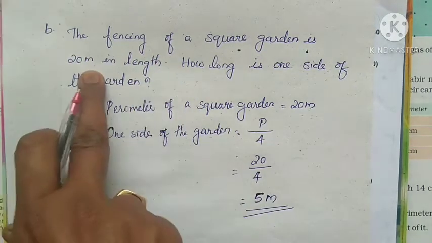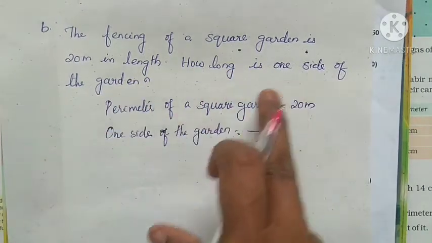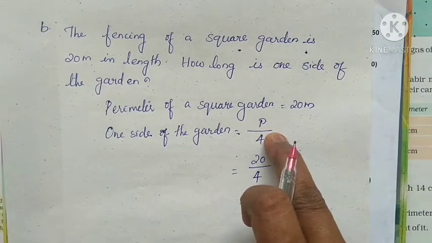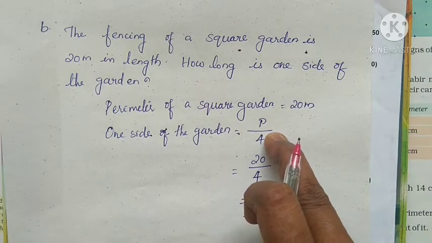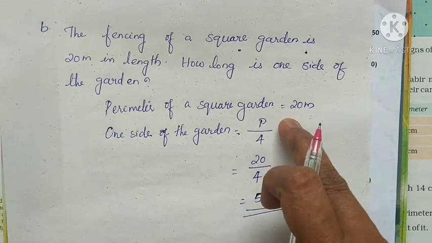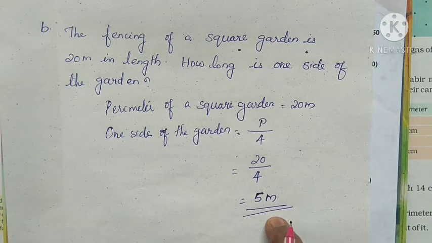So here given is the perimeter. So we needed to find out one side of the garden. One side of the garden is equal to perimeter divided by 4. That is the formula that we already studied in the chapter on squares. Okay. So perimeter divided by 4. 20 divided by 4 is equal to 5 meter, the length of one side. Understand? So move to the next question.